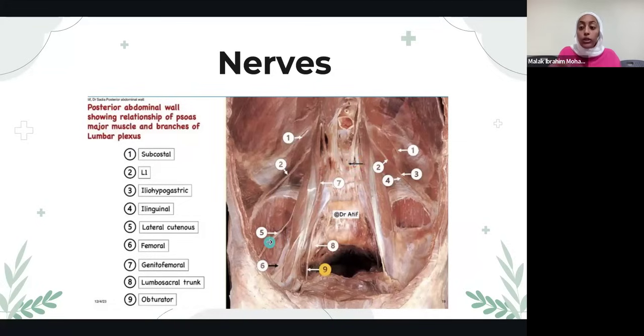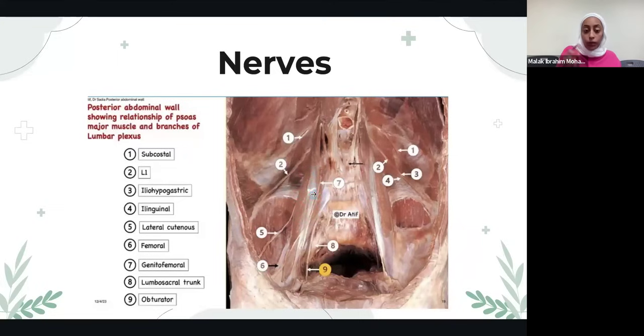Okay, this one. The most lateral one here is the lateral cutaneous, from its name. Lateral cutaneous is the most lateral one. So we said this is lateral cutaneous. This is the femoral because it's the thickest. And this is the genitofemoral.